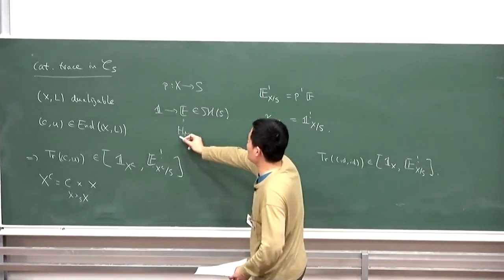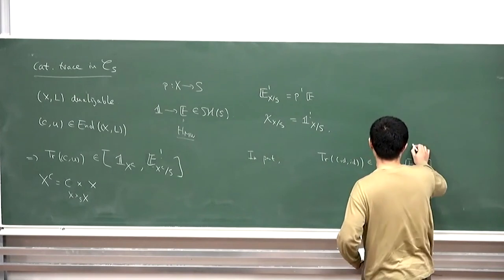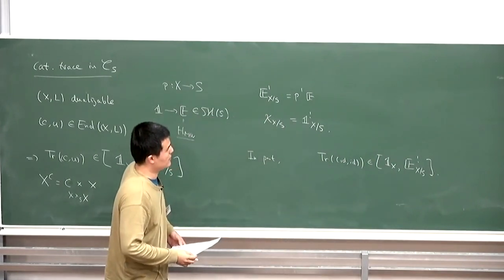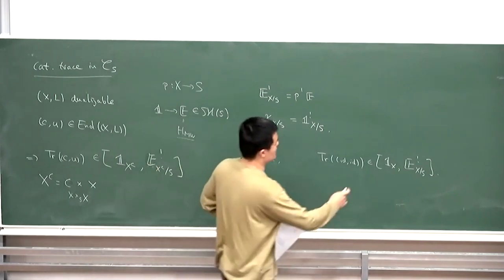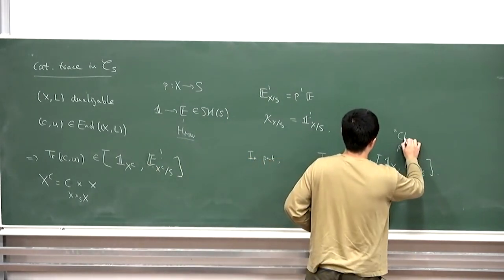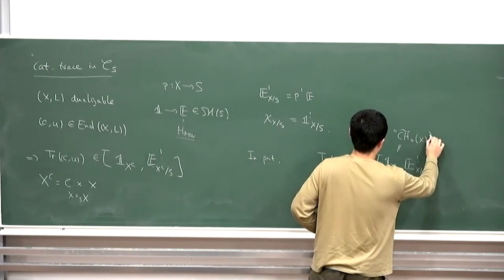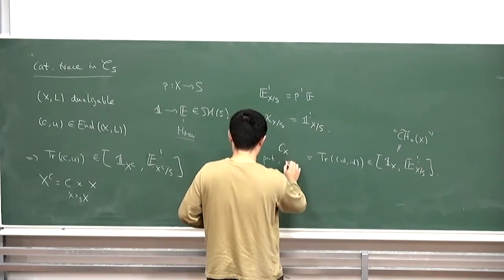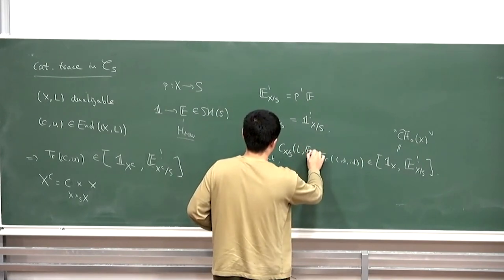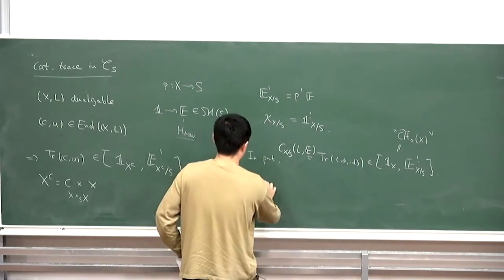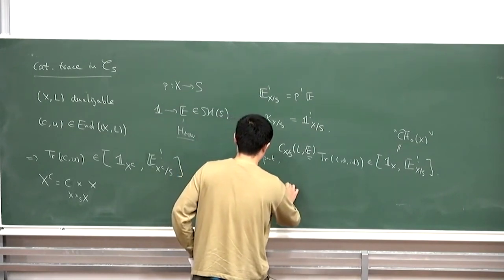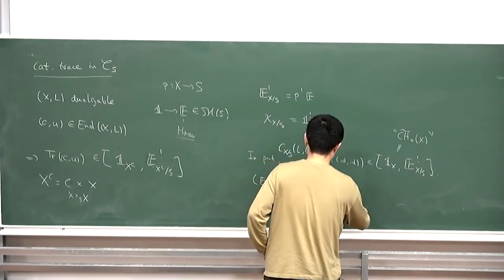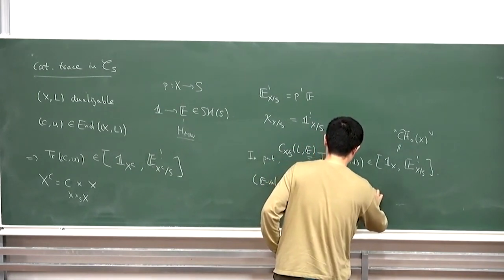So if you take E to be the Milnor-Witt spectrum, basically, if S is the spectrum of a field, and you take E to be this, then this is the Chow-Witt group of zero cycles over X. And I denote this to be the C_{X/S}(L) with values in E. So this, I call this the E-valued relative characteristic class.